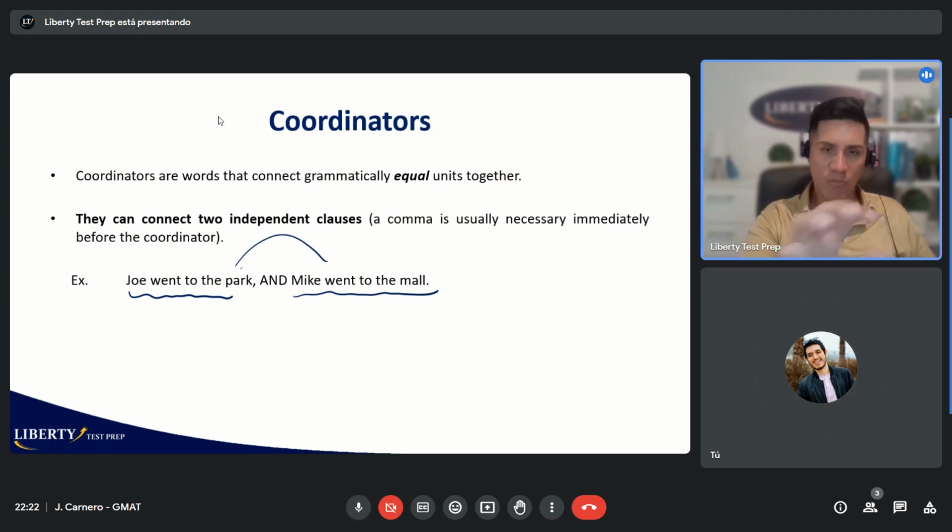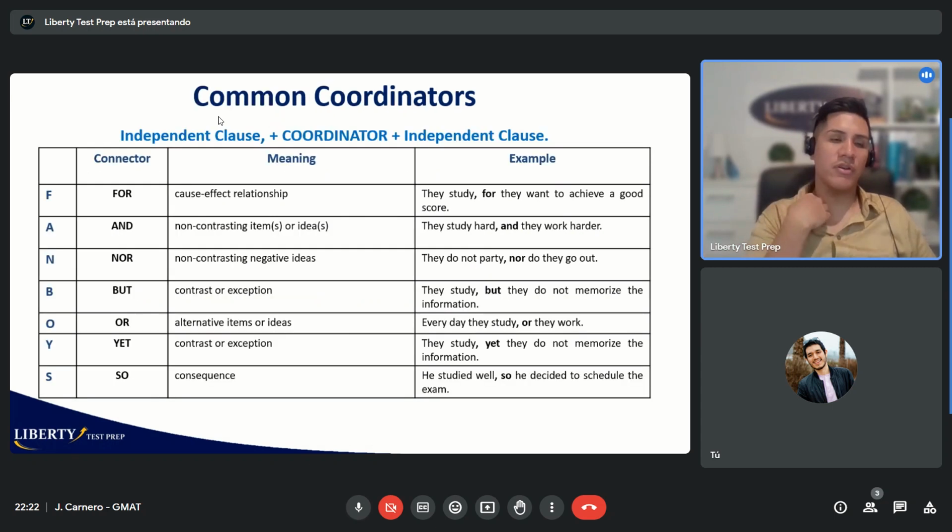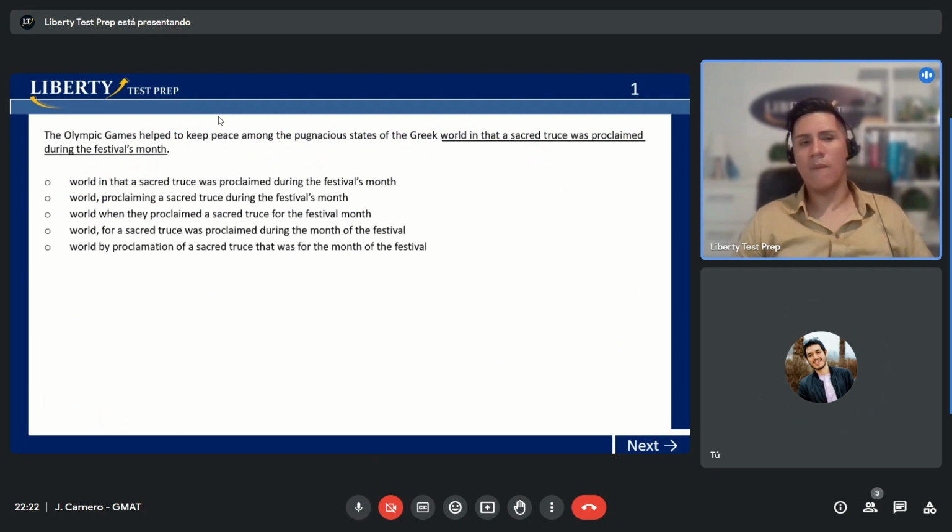Okay, the coordinators you keep, both of them are main classes. Now here you have your full list of fanboys. We already know them, right? Yes. And now we're gonna do this one, number one.